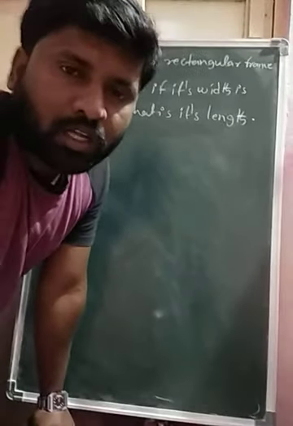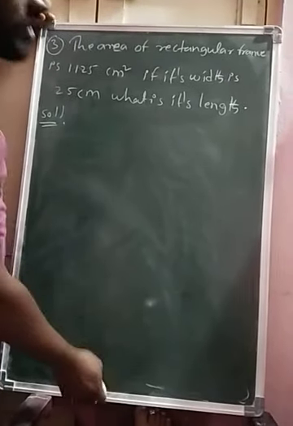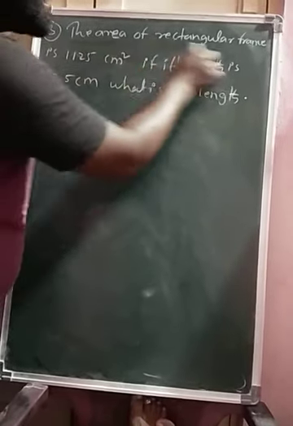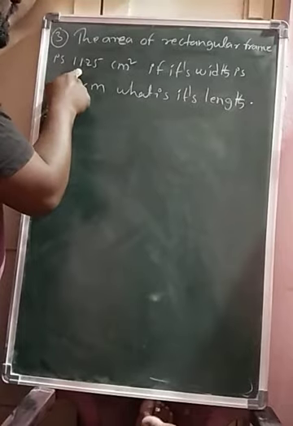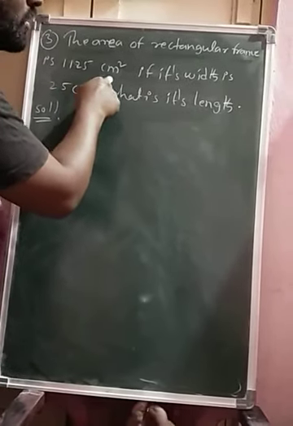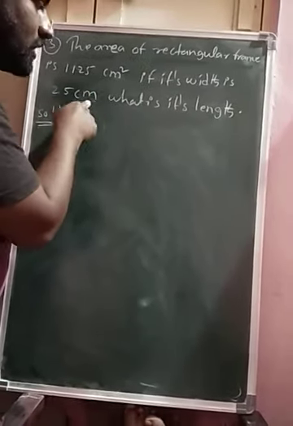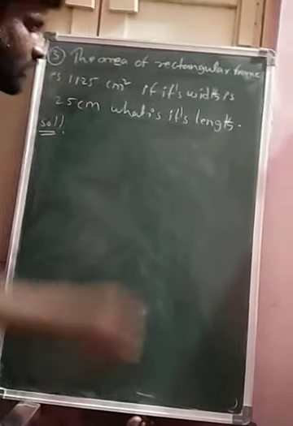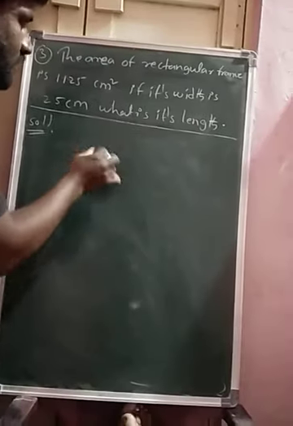Okay students, now question number 3. The question is given here: the area of a rectangular frame is 1125 square meters. If its width is 25 centimeter, what is its length? So this is the given question. Now I am going to write the given data.